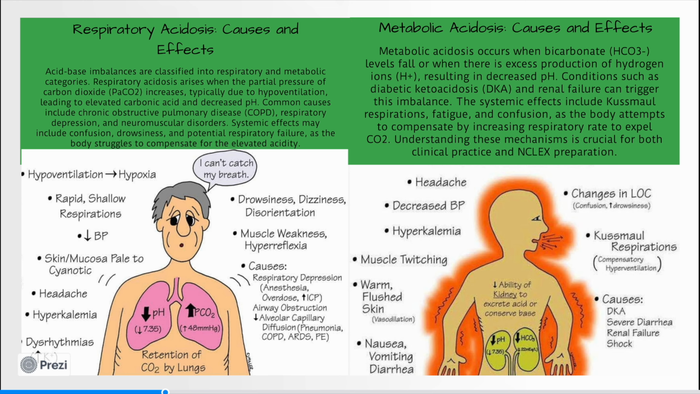Respiratory acidosis. Acid-base imbalances are classified into respiratory and metabolic types. Respiratory acidosis occurs from hypoventilation, leading to increased PaCO2 and decreased pH, commonly seen in COPD, respiratory depression, or neuromuscular disorders, with symptoms such as confusion and drowsiness.